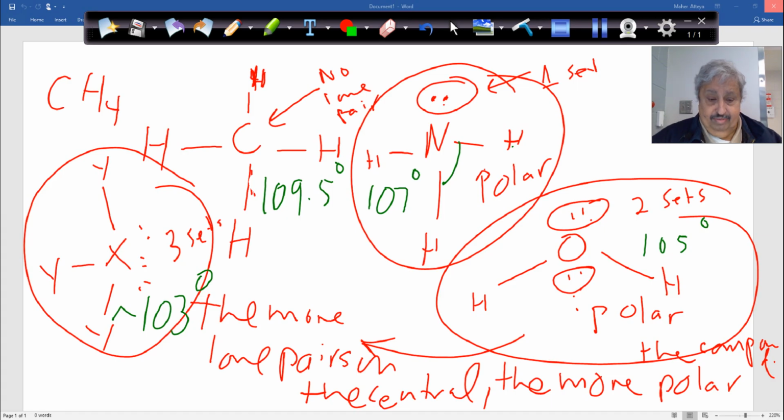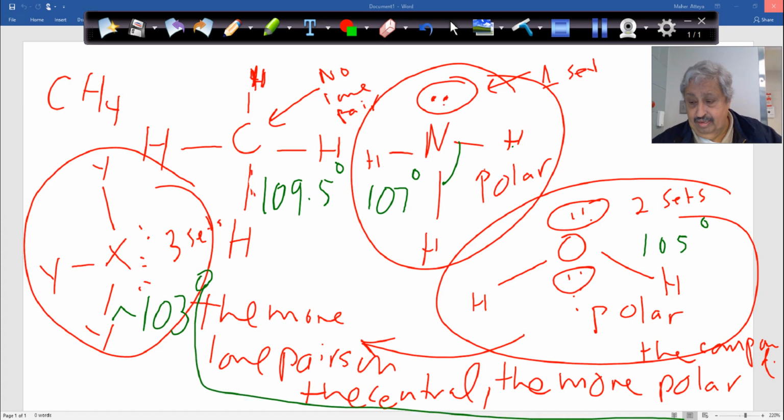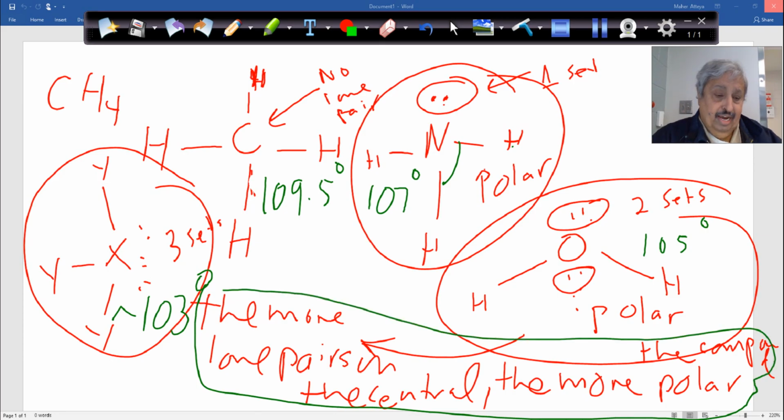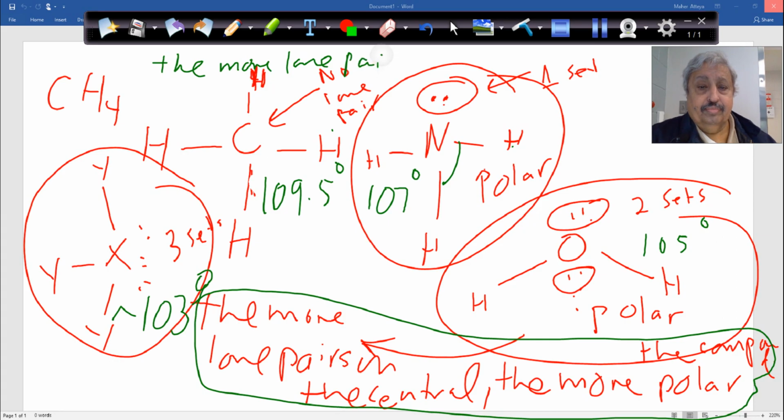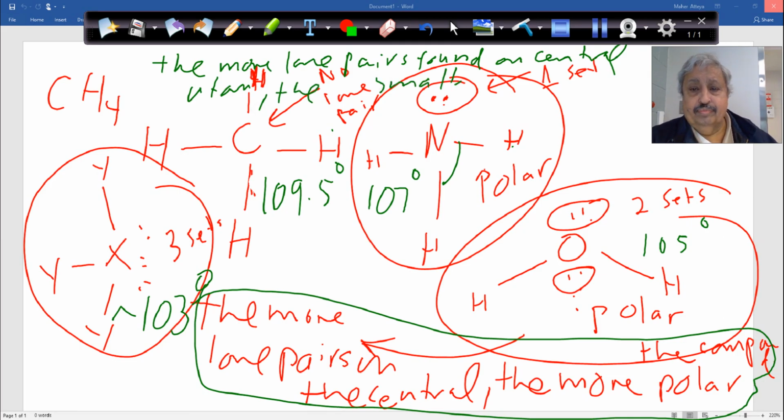So we said this one here, correct? Now we have this one here. We'll say the more lone pairs you have, the smaller the angle. So let's put this one here: the more lone pairs found on the central atom, the smaller the angle. So you can look at this.